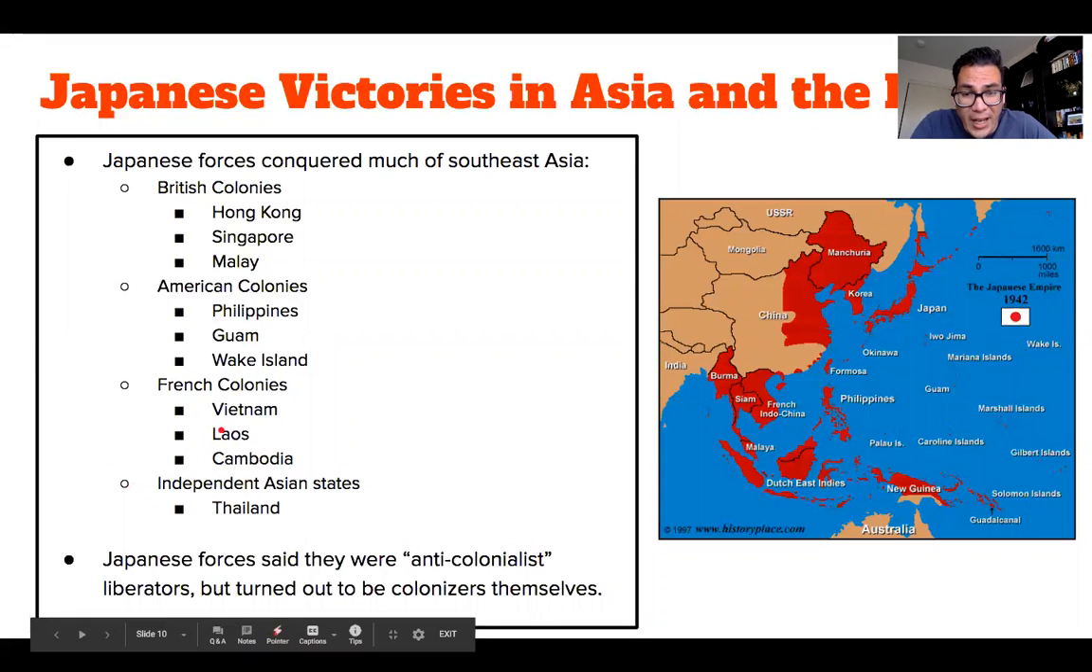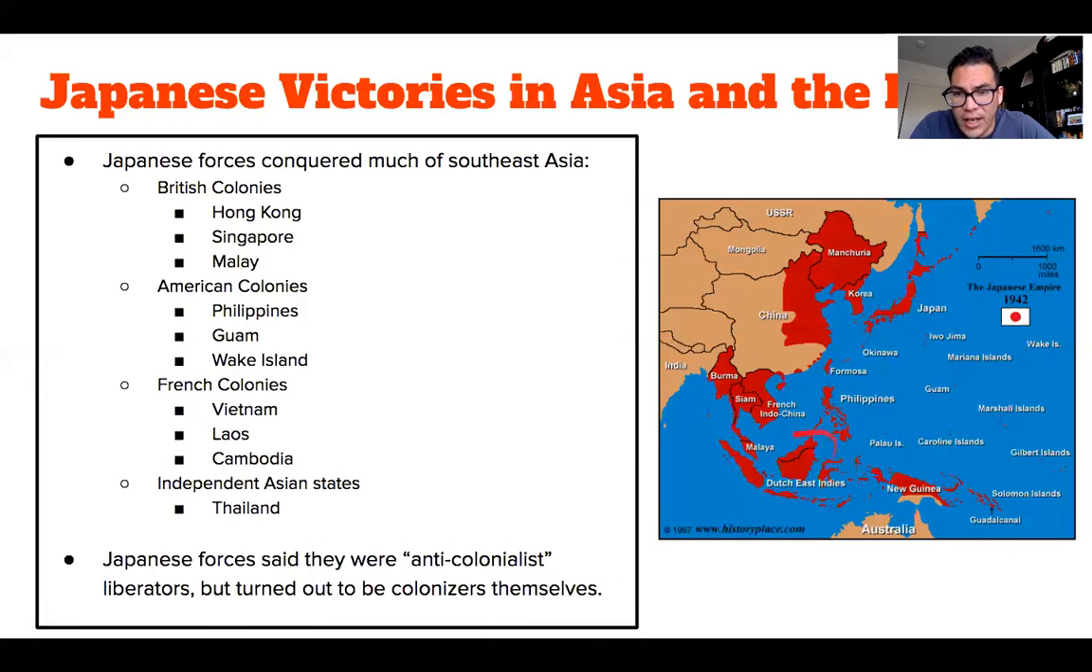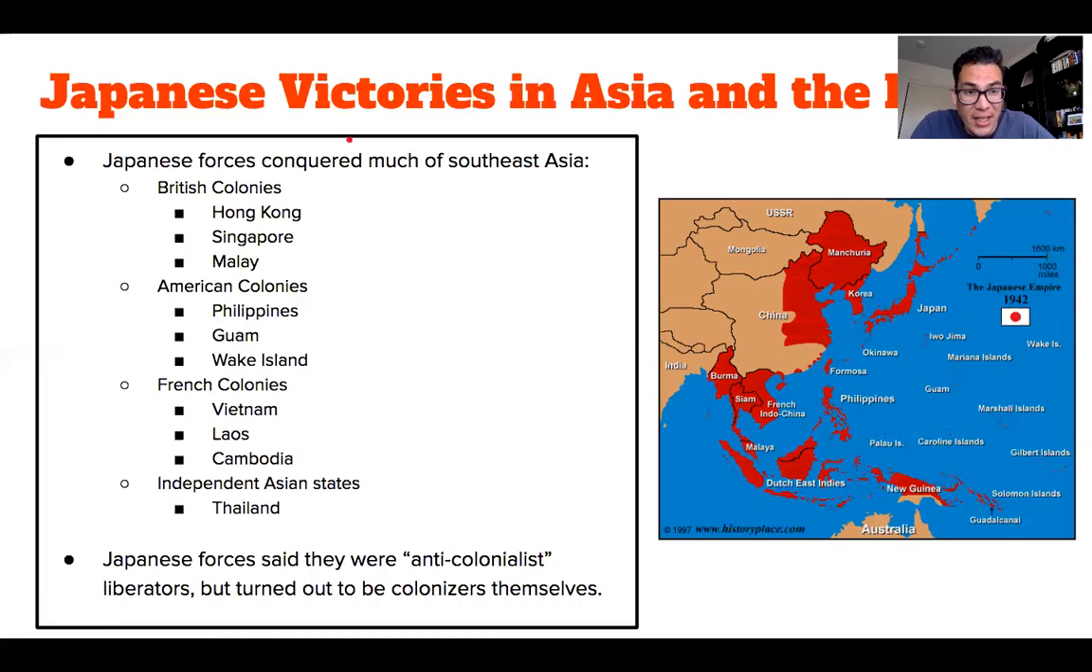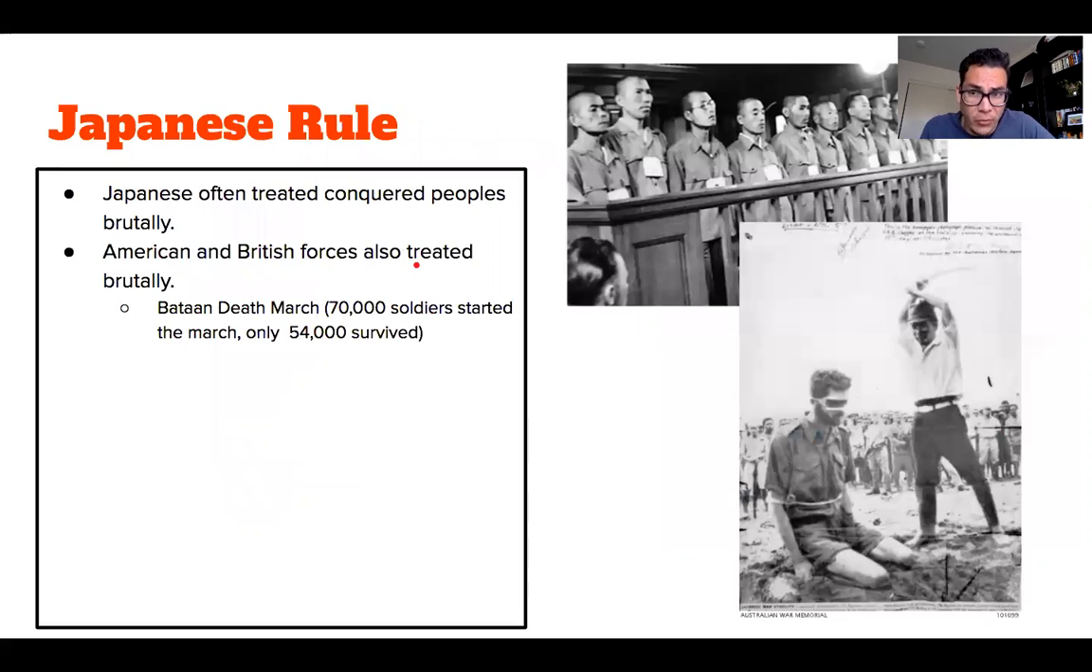Japanese forces, at least at the beginning, used to say that they were anti-colonialist. When they went into one of these Asian countries, they would say, we are liberating you. We are freeing you from the British, the Americans, the French who conquered you. However, the Japanese turned out to be colonizers themselves. They turned out to be as bad, if not worse, as the people they supposedly had liberated Asia from. And that's important to know: Japanese rule in Asia was extremely brutal.